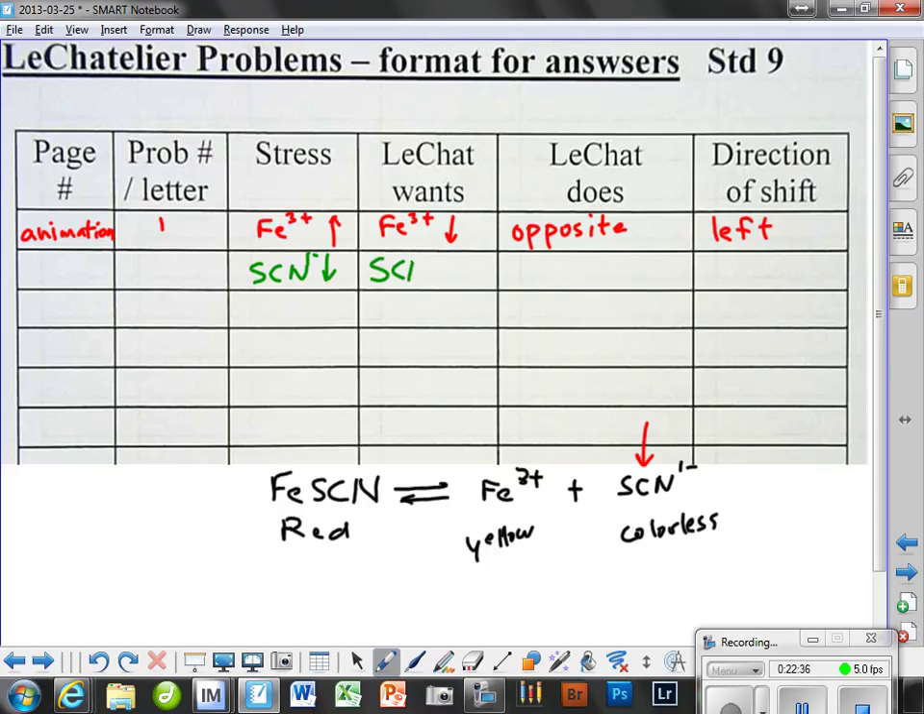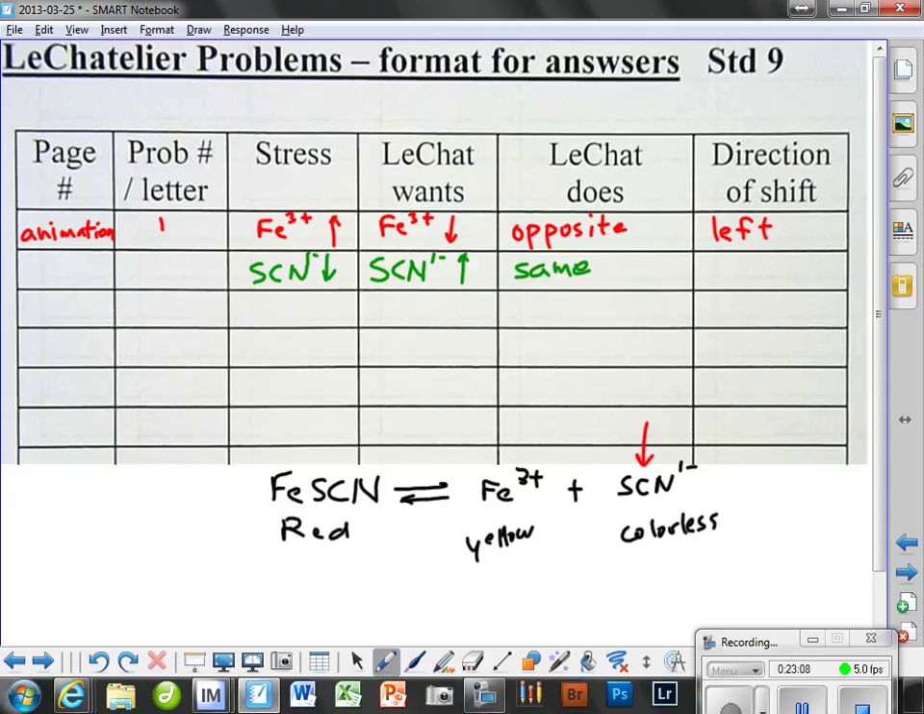He wants more SCN 1 minus. So he's going to increase. How in the world does he do it? Same or opposite? He needs to make more. More means we go to the same side. Look at your notes. I put that all in there. More means we go to the same side. And the same side is?